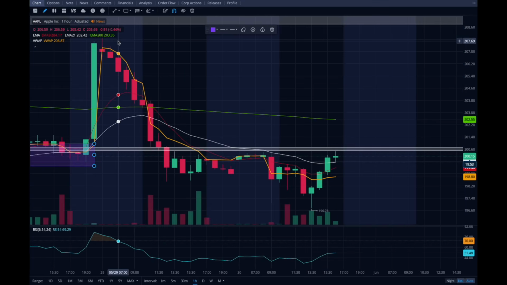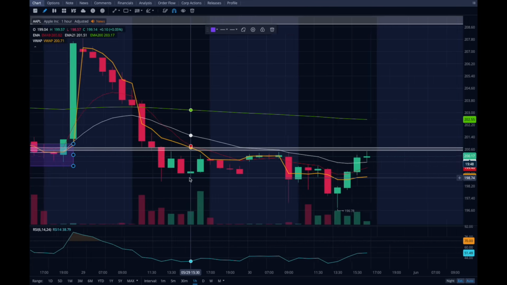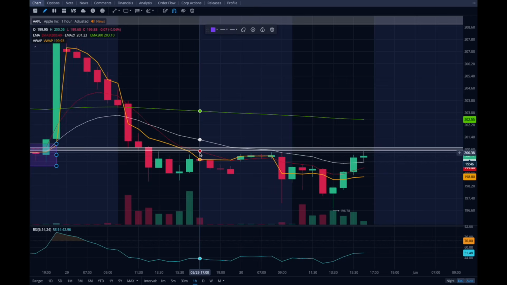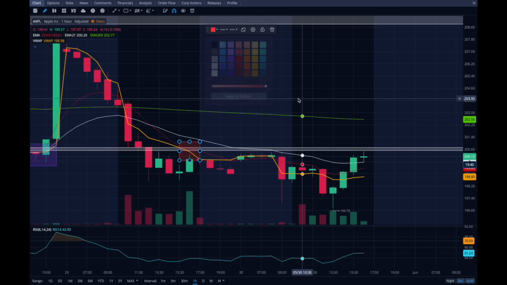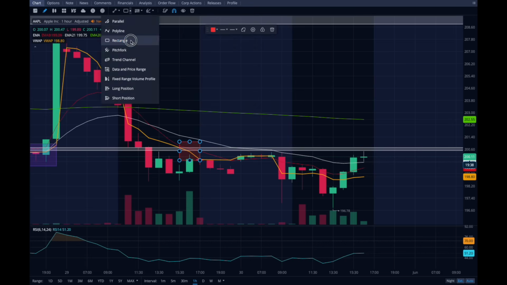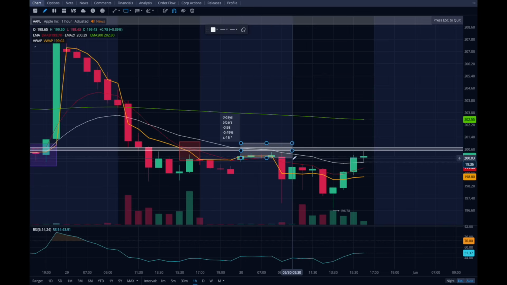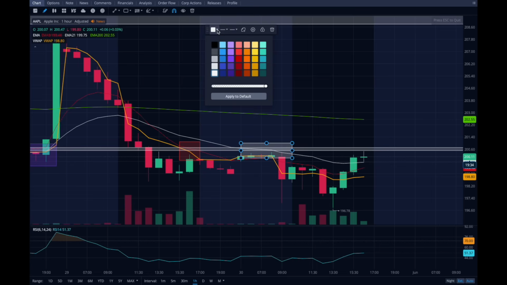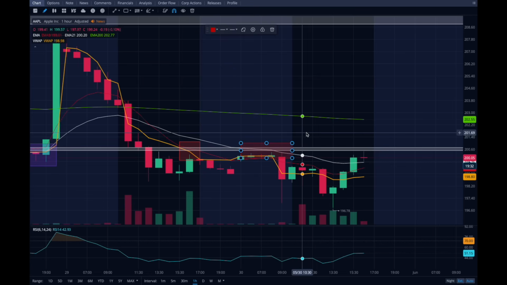So Apple went up to 207, pulled all the way back and broke right through the 200 level. But what does it do right away? It retests that $200 level right here. Retests it, fails. We'll indicate that in red. It retests it again right there. So you can see multiple touch points.